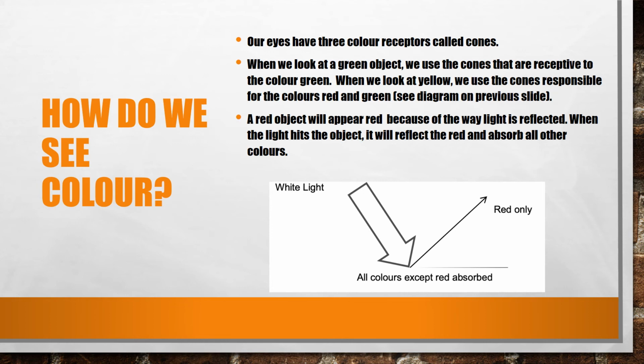We see objects as specific colors due to the way that light is reflected. When the light hits an object, it will reflect specific colors back to the person. For example, if an object appears red, it is because only red is being reflected by the object. The rest of the colors are being absorbed. White is an example of all of the colors being reflected back at us, whereas black is what we see when every single color is absorbed by the material.